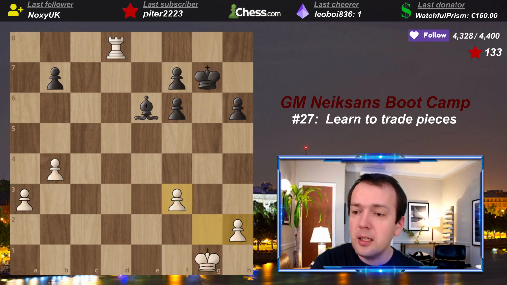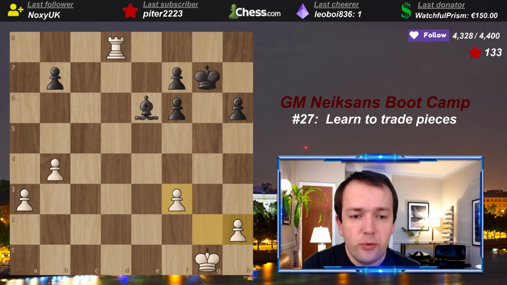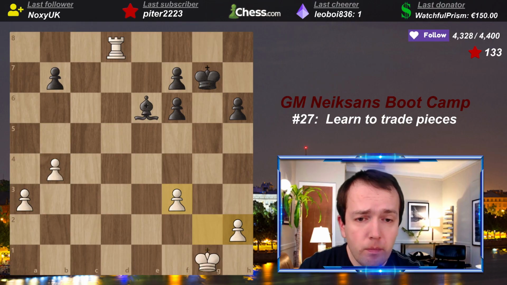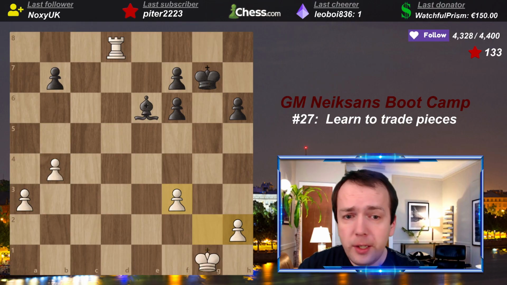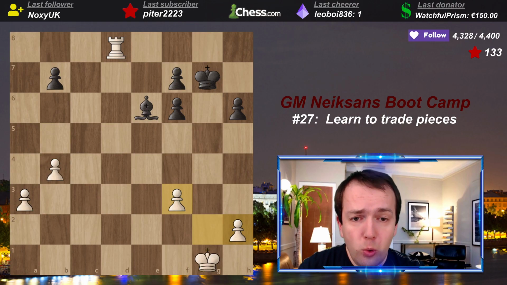Right. Eliminating a critical defender is rule number two. When you're attacking your opponent, very often one of the rules of how to properly trade pieces is you remove a very important defender.